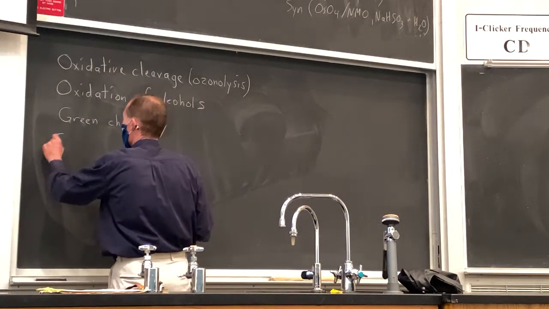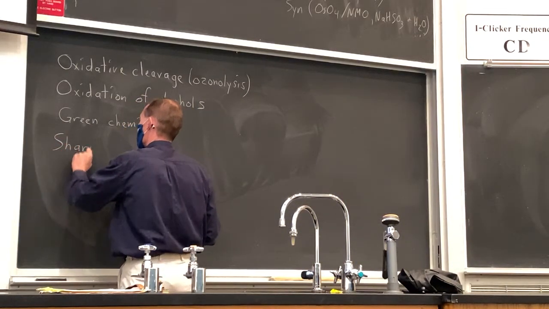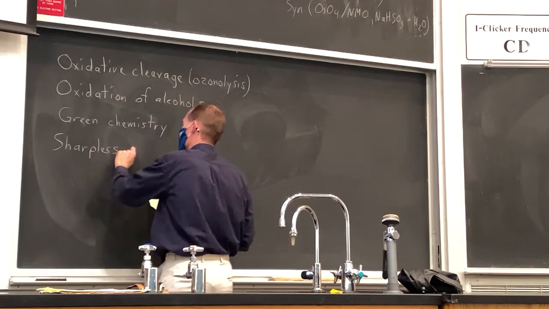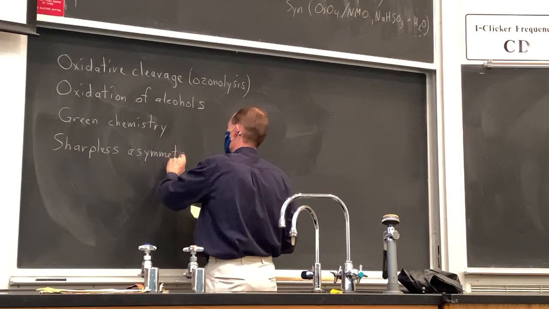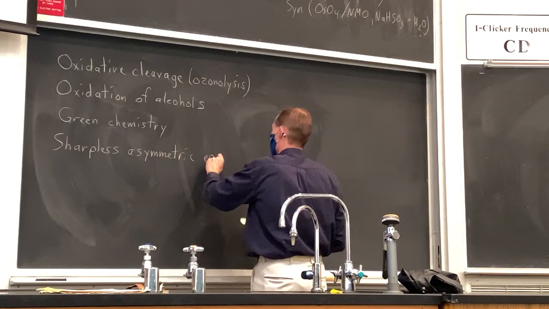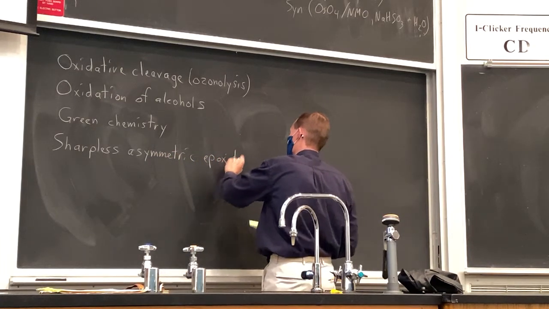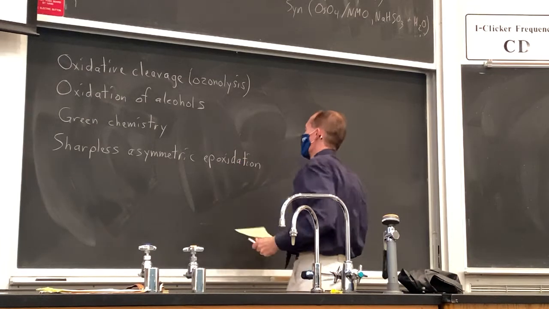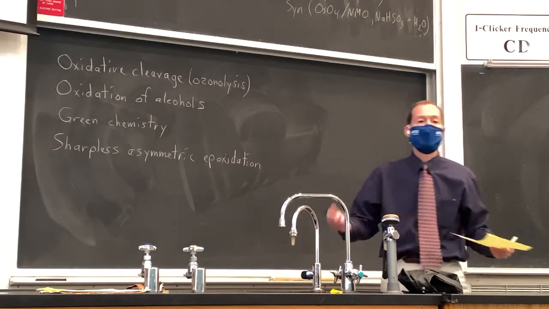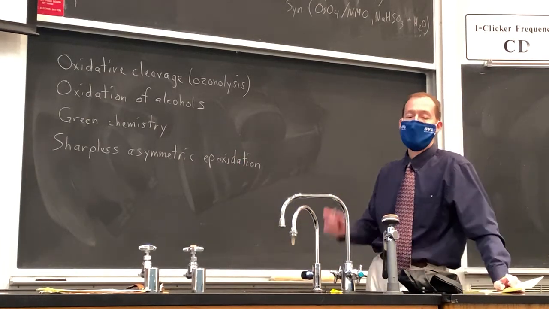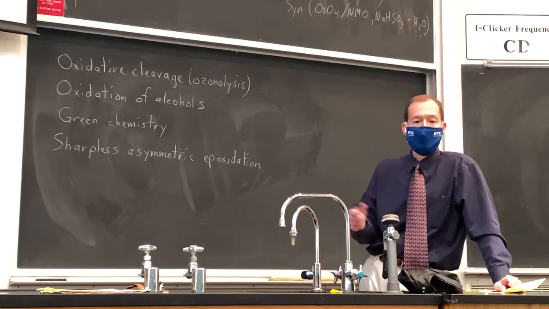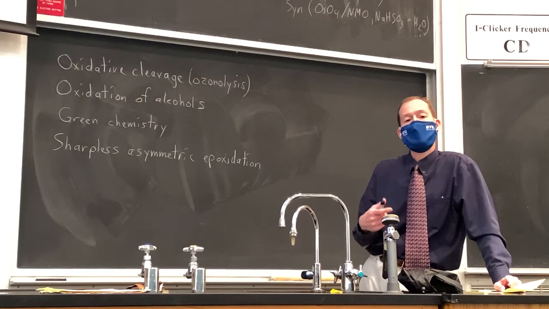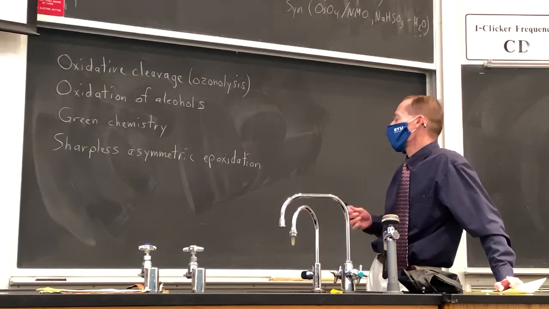And then we concluded chapter 12 with the Sharpless asymmetric epoxidation. This was our first reaction with a chiral catalyst, the first reaction that can take an achiral starting material and generate a single enantiomer of the product instead of giving us a racemic mixture.